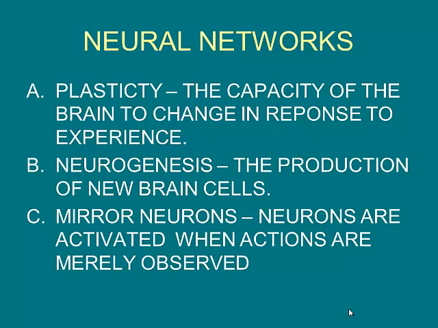Neurogenesis is the production of new brain cells. Up until 10 or 15 years ago, we used to think, once you've killed a bunch of brain cells, that's it. You never bring them back. No, there's something called neurogenesis. And the older you get, the slower this occurs, okay? But it does occur. You can still develop new brain cells throughout your life.